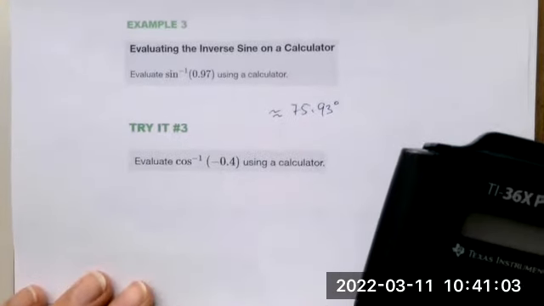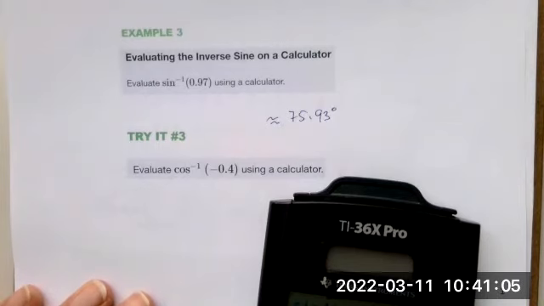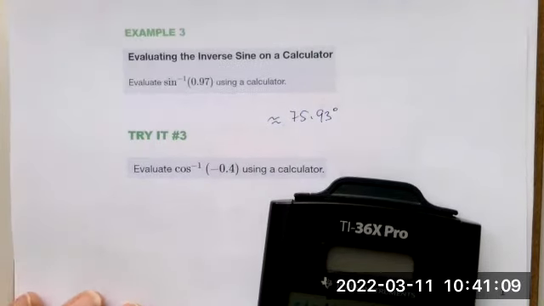Now for the inverse cosine, please pause here and try it yourself.